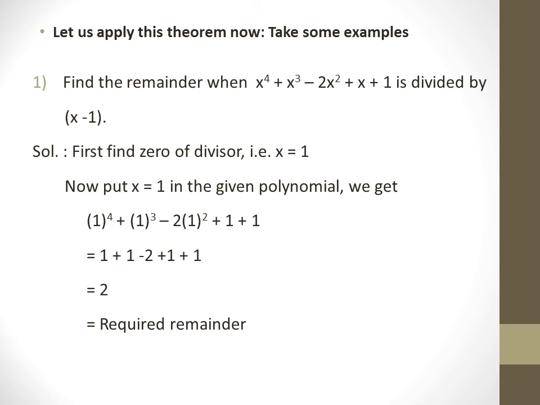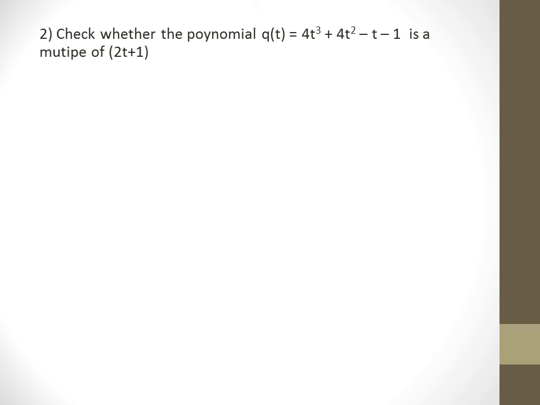If you repeat the same thing to get the remainder by the long division method, you will get the same remainder. There is one more example. Check whether the given polynomial q of t is a multiple of 2t plus 1. There is a slight spelling mistake here. It's a multiple of 2t plus 1.